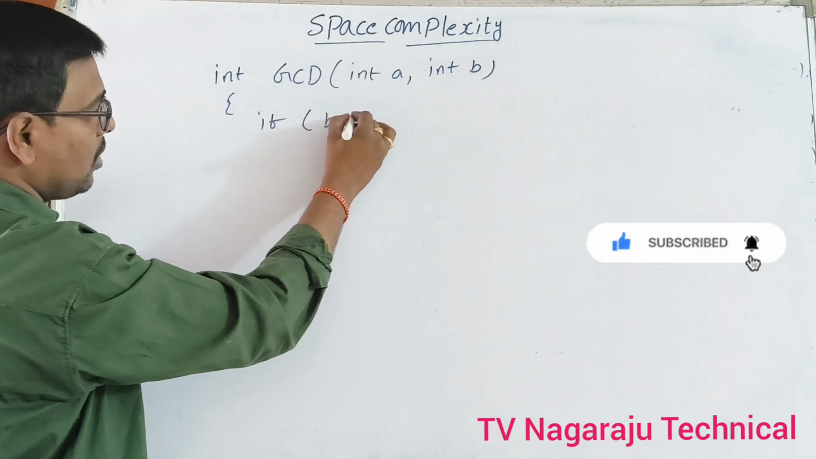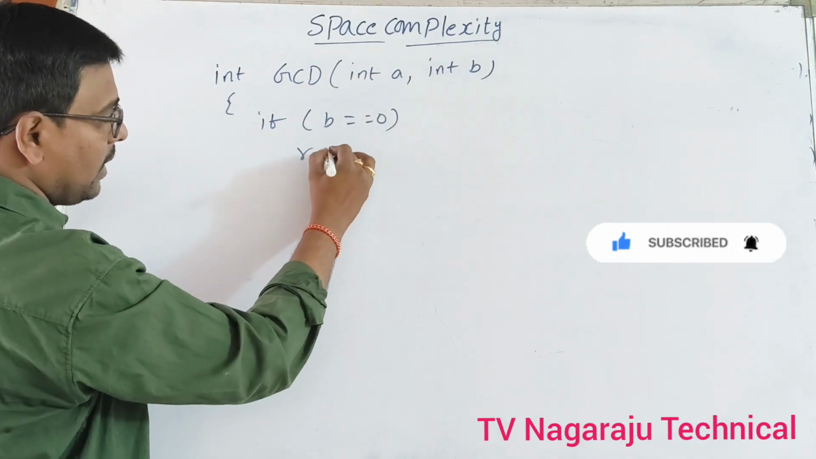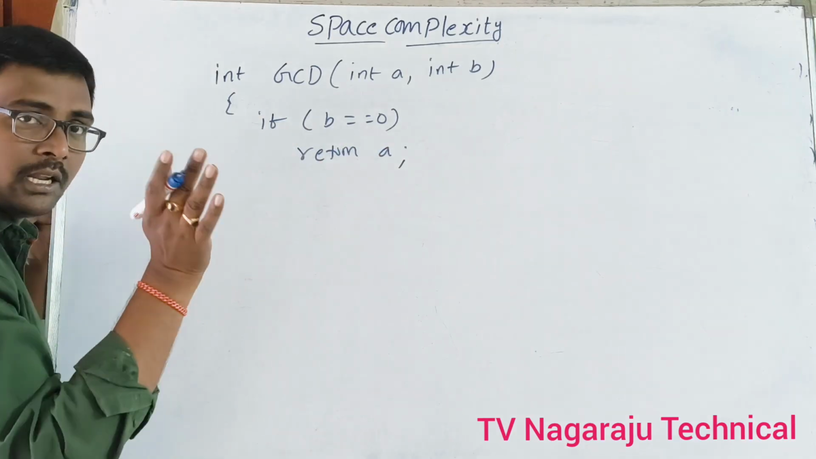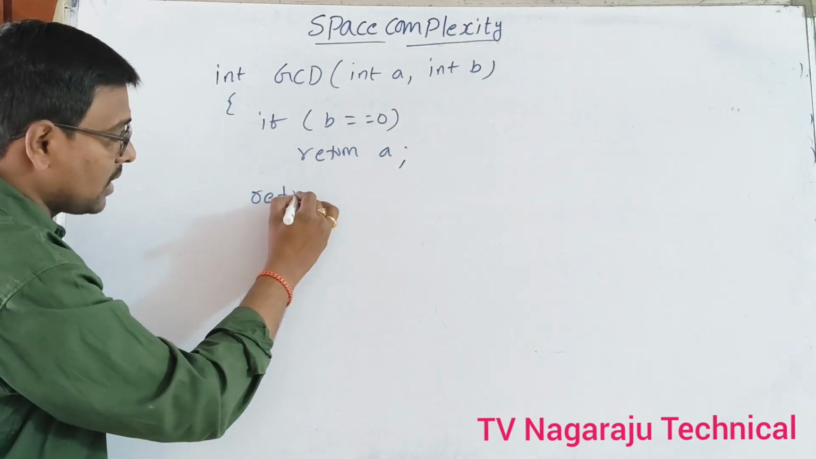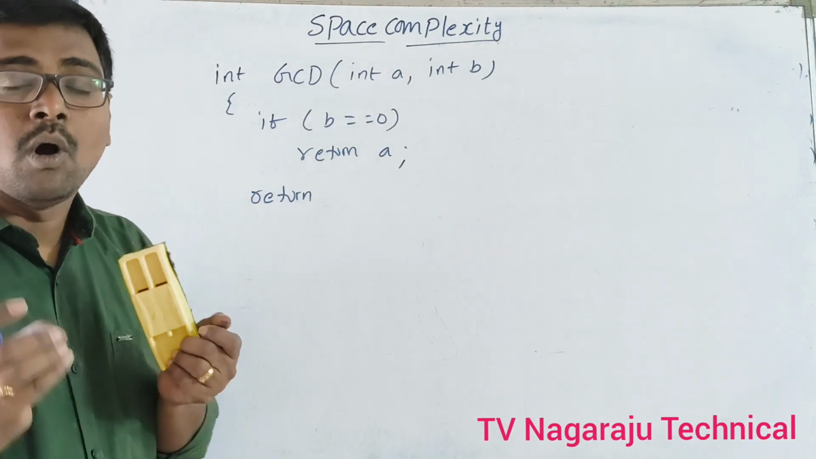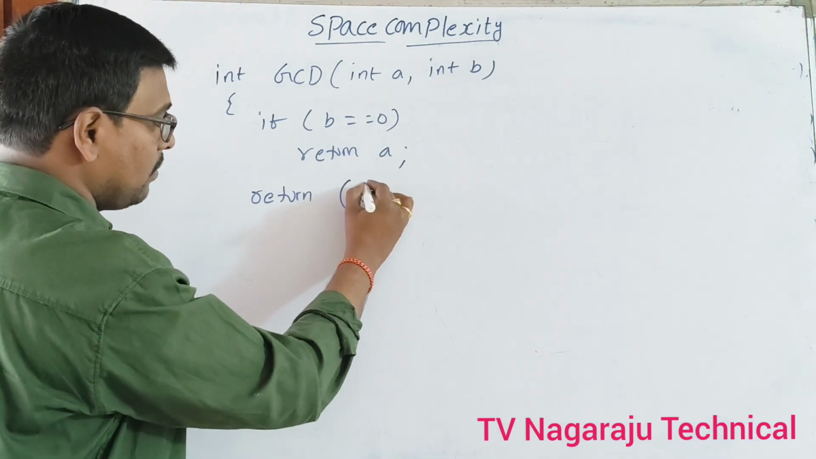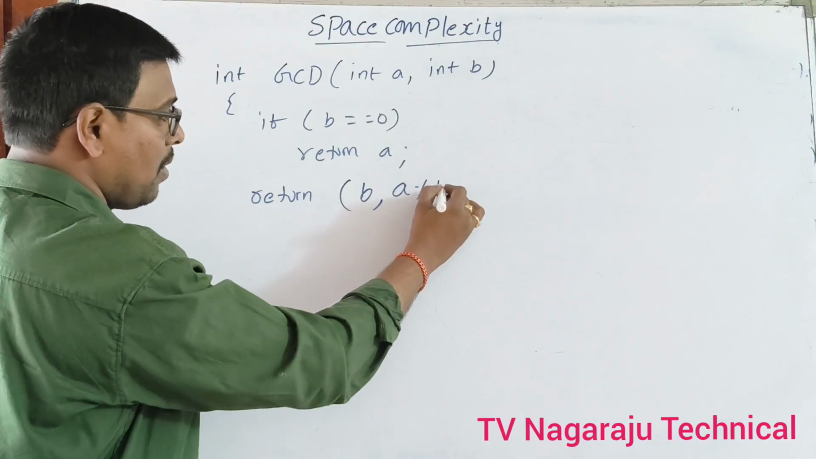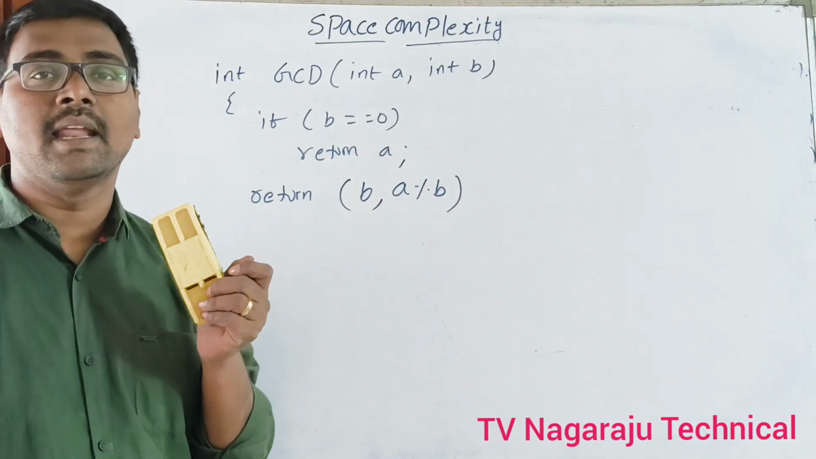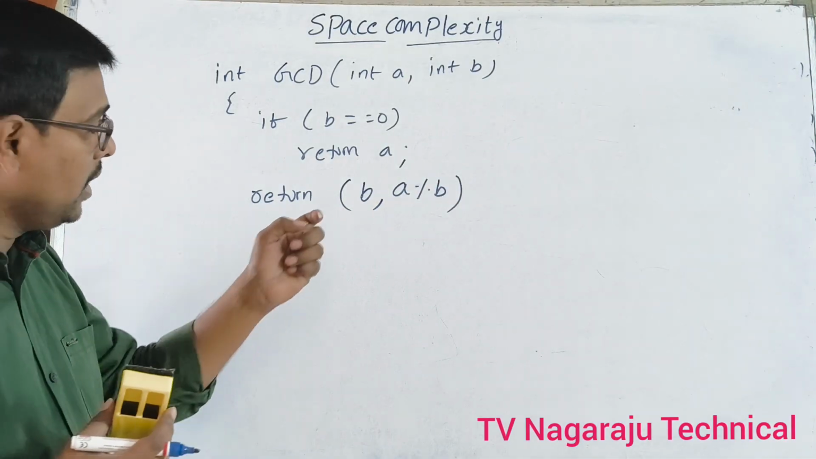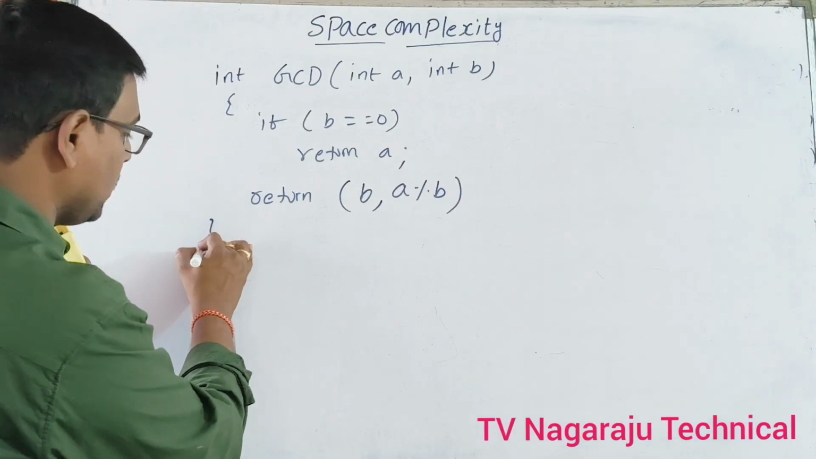If B is equal to 0, directly A is the answer. This is not a problem. Otherwise, how do we calculate the GCD? Return GCD of B comma A mod B. This is the way to calculate the GCD of two numbers. So the algorithm is very simple.